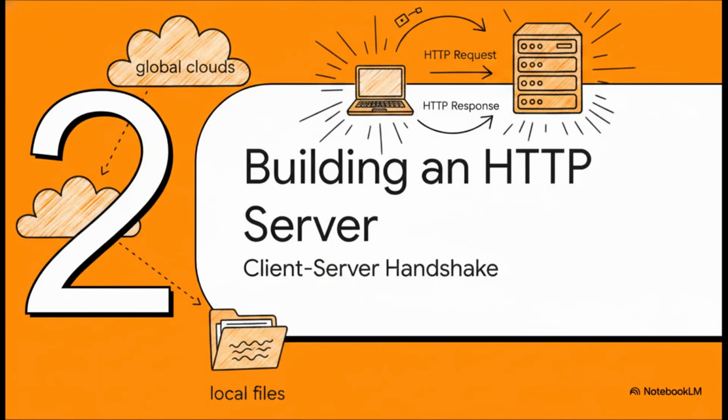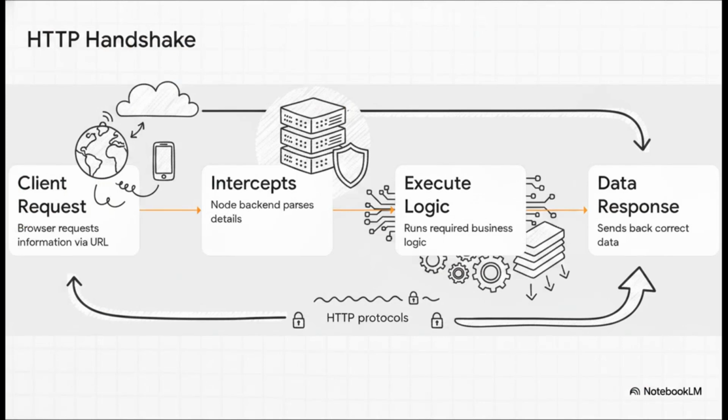All right, section 2, building an HTTP server. Now we face the next challenge, taking those local files and sharing that data over a network using client-server architecture. This entire setup works a lot like a continuous, highly orchestrated handshake. Step 1, the client, which could be your web browser or a mobile app, requests specific information via a URL. In step 2, the server, which is our node backend, intercepts that request and parses the details. Step 3, it executes whatever logic is needed. And finally, step 4, it sends back the correct data.